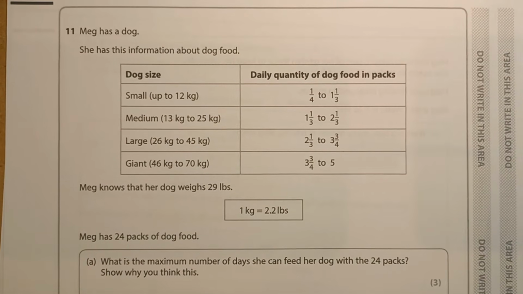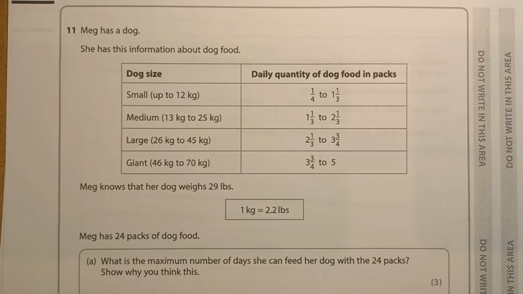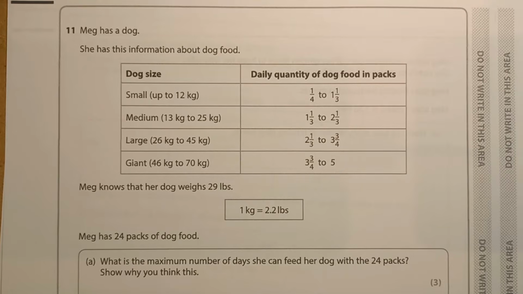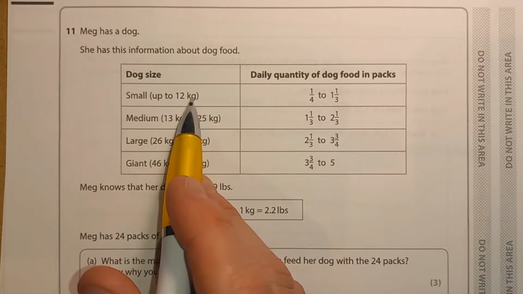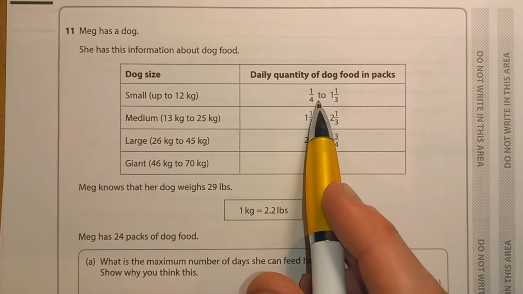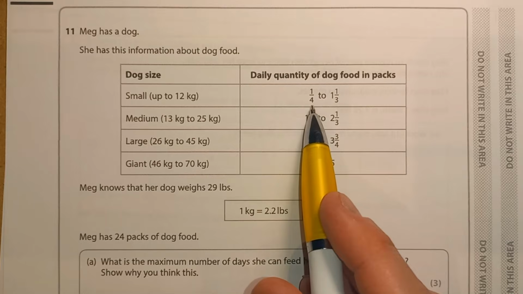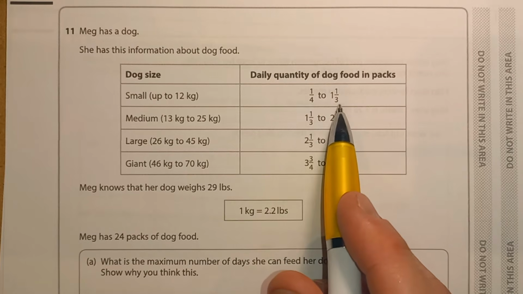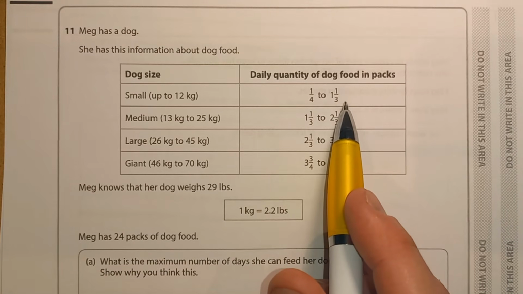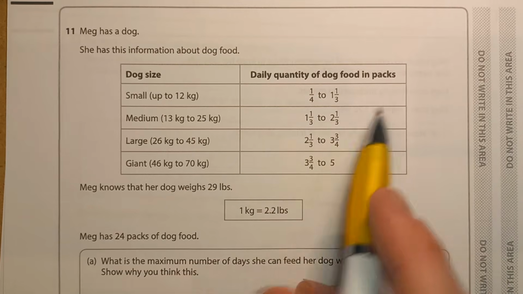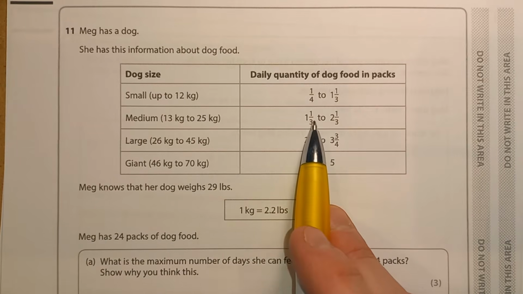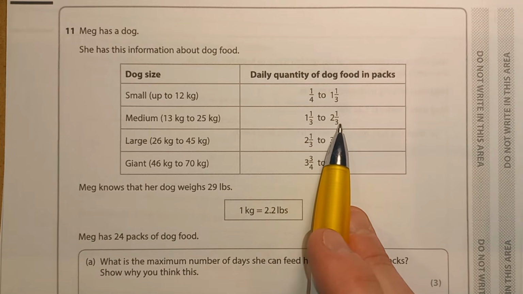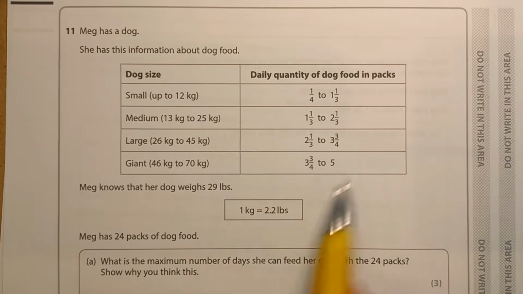Now we've got question 11. Meg has a dog. She has this information about dog food. So we've got different sizes of dog food. For a small dog, up to 12 kilograms, the daily quantity of dog food is between a quarter and 1 1/3 packs. For a medium dog, so that's between 13 kilos and 25 kilos, you need somewhere between 1 1/3 to 2 1/3 packs, and so on.